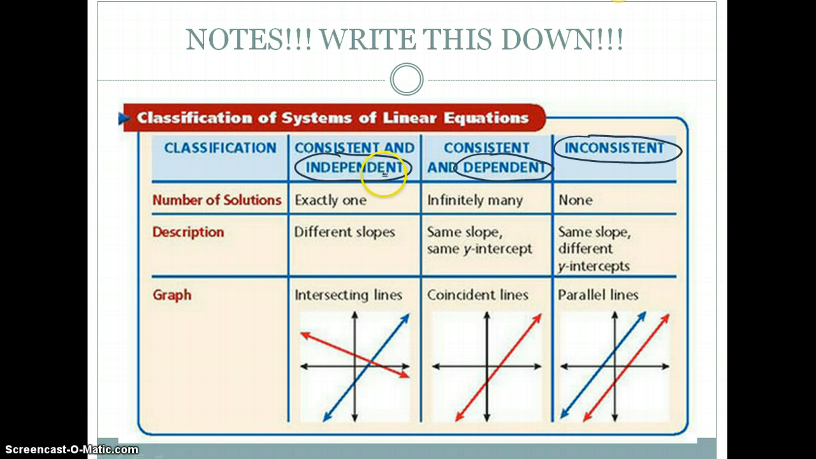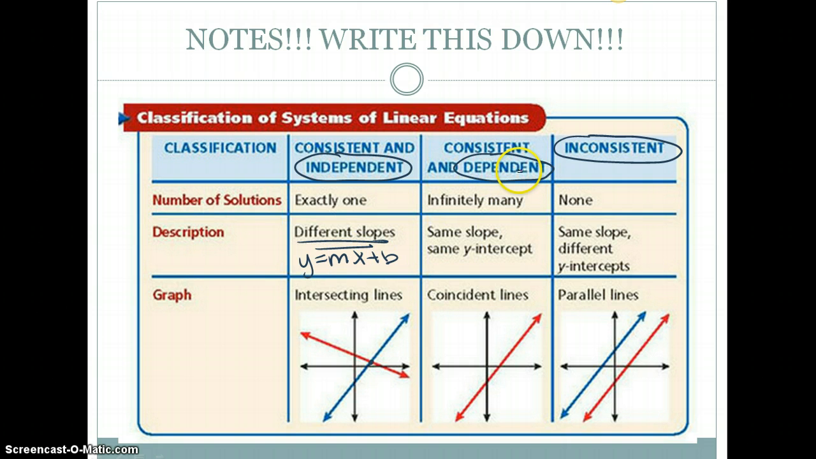So independent equations are the ones that cross at exactly one point. This is very specific in the sense that they have different slopes. When you put them into y equals mx plus b format, the slopes for each will be completely different. They'll have nothing in common.